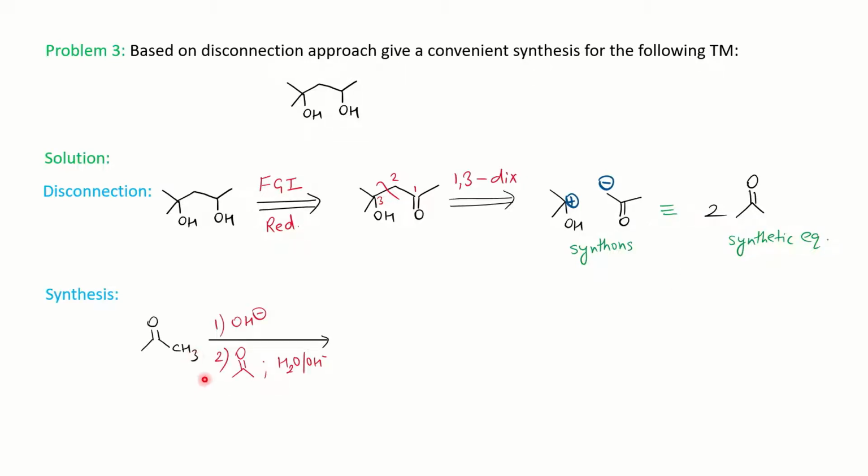We'll see the synthesis. So first, acetone in the presence of base, abstraction of a proton followed by the nucleophilic attack on the carbonyl carbon will give you 1,3 hydroxy carbonyl compound, which in the presence of reducing agent will reduce the carbonyl group into OH, and will give you the target molecule. So this is how, with the help of 1,3 disconnection and FGI, you can get the starting material, and then it is an aldol condensation reaction followed by the reduction. You can get your target molecule.